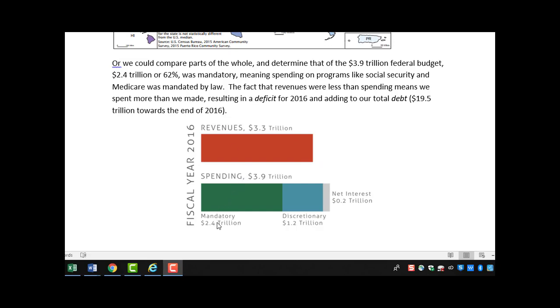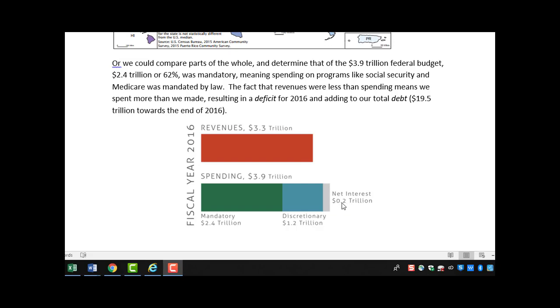You can also look at what was mandatory, part of the whole, part of all the spending. This greenest part, or teal part, was mandatory spending. Those are things like Social Security or Medicare. They're mandated by law. That's why they call them mandatory. Every year the government then must make discretionary spending. And discretionary spending is thousands of different things that they vote on and allocate money to.